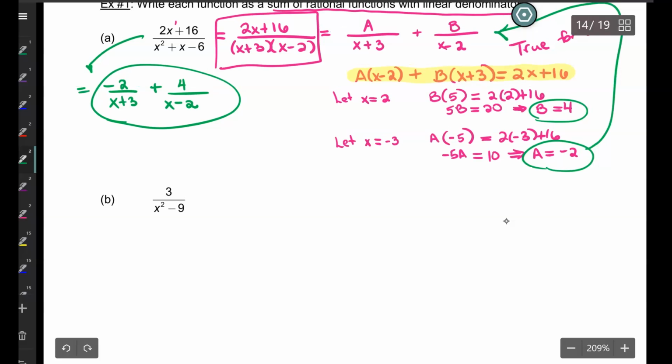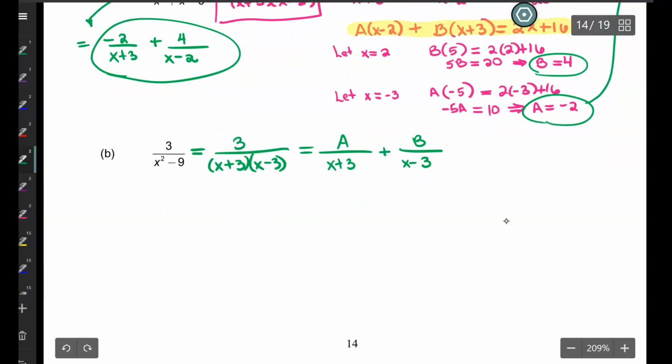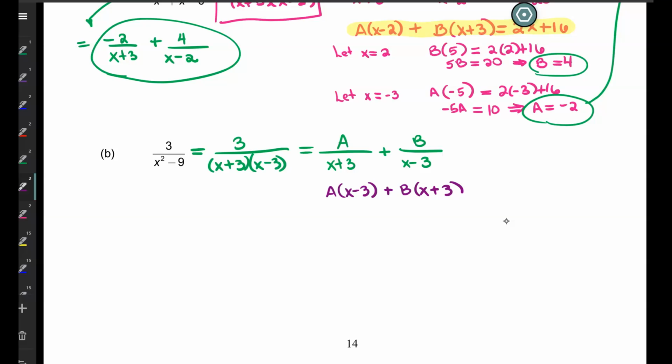Let's take a look at the next one. First step again, we're going to factor. This is going to be x plus 3 times x minus 3. So we want to rewrite this as a over x plus 3 plus b over x minus 3. So again, I'm going to take a times x minus 3 plus b times x plus 3, kind of not cross multiplying because there's a plus, but if it's easier for you to remember that way. And then this whole thing has to equal 3.